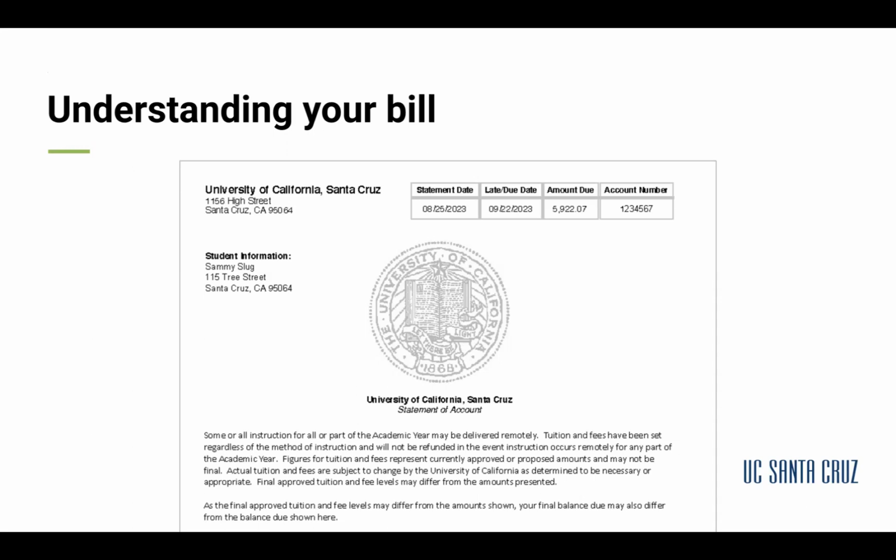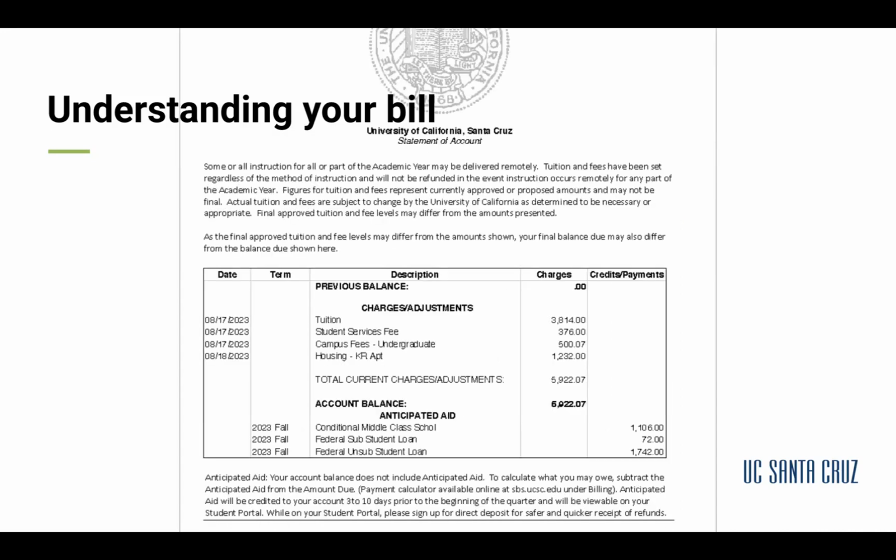The top section of the bill includes the statement date, or the date the bill was posted to your student's account, the payment due date, shown here as the late/due date, the amount due or the balance on the account on the day the bill was created, and the account number or your student's UCSC ID number. Look further down the bill and you will find details about financial transactions on your student's account since the last billing statement was created. If there was a previous balance from the past bill, it will appear at the top.